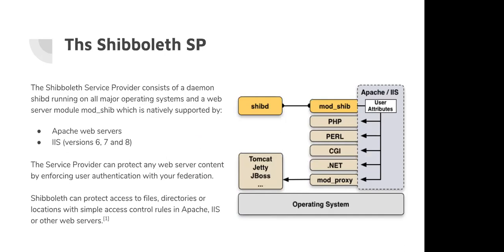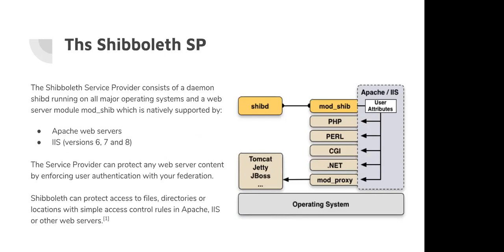It's used to add configuration options to those two web servers to allow you to protect the content that you're providing via your service. So the Shibboleth service provider can protect any web content by enforcing user authentication within your federation or with your federation. As you can see on the diagram on the right, you have your mod_shib plugin. It talks to the shibd daemon on your server, and then it can protect any content that is provided through your Apache, things like PHP or Perl, even CGI scripts, or .NET if you're running IIS.